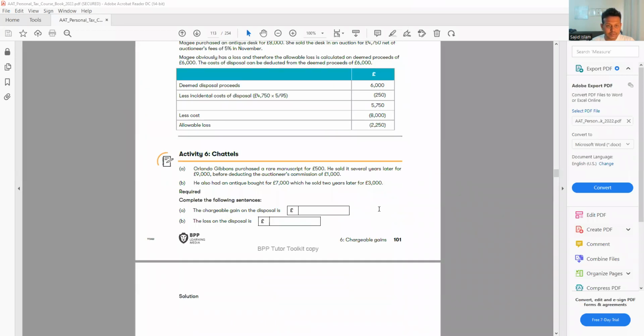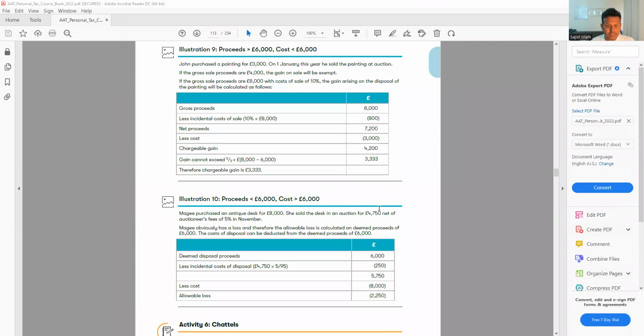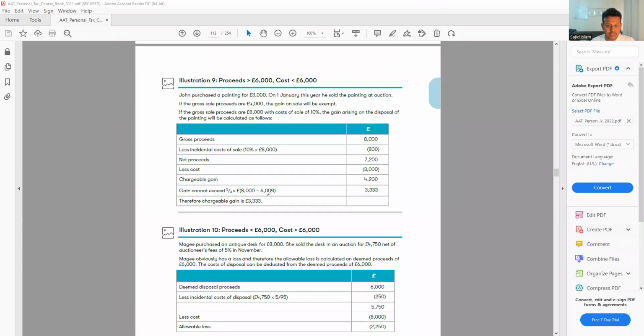All right, so let's have a look. This example is quite common in the exam. John purchased a painting for 3,000. On 1st January this year, he sold the painting at auction. If the gross sale proceeds are 4,000, the gain on the sale will be exempted. If the gross sale proceed is 8,000, with the cost of sales 10%, the gain arising on the disposal of the painting will be calculated as follows.